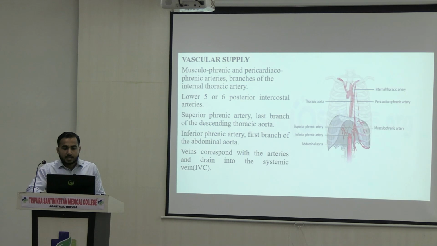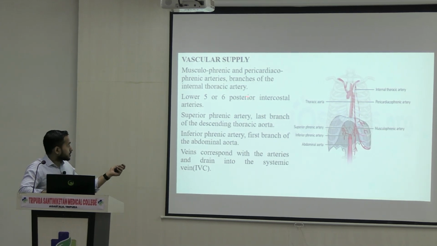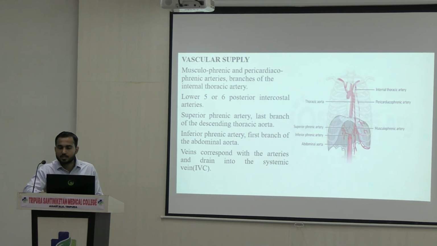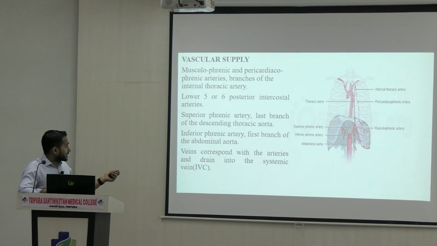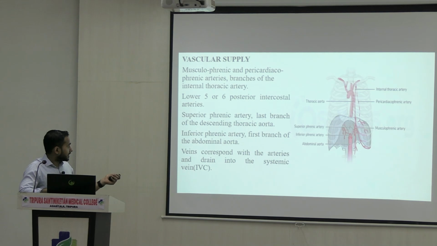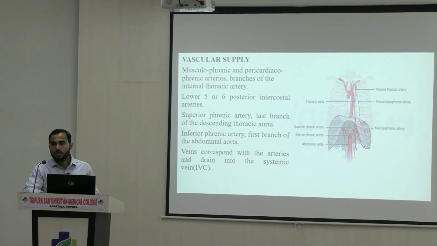Okay. Next, along with that, it is also supplied by lower 5 to 6 posterior intercostal arteries. Next, the superior phrenic artery is also supplying, which is the last branch of the descending thoracic aorta, and inferior phrenic artery, first branch of the abdominal aorta.